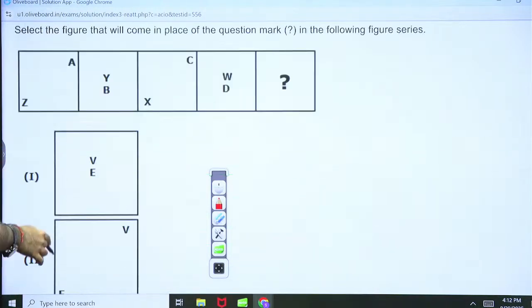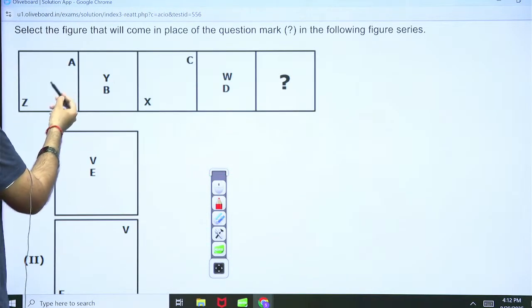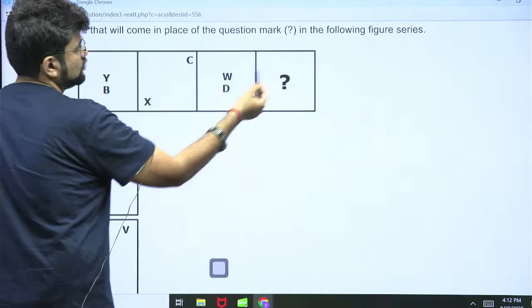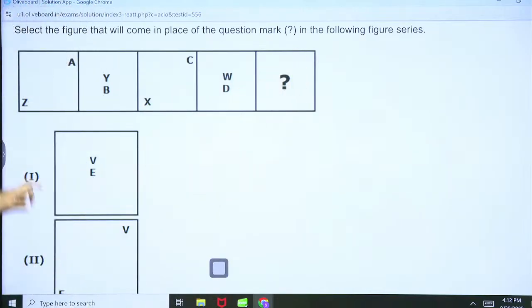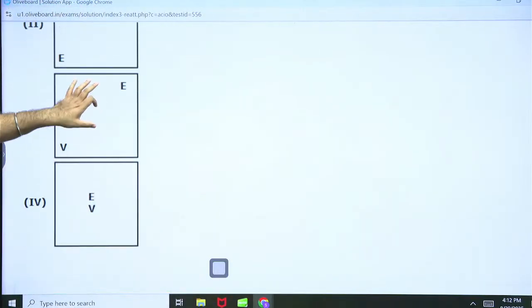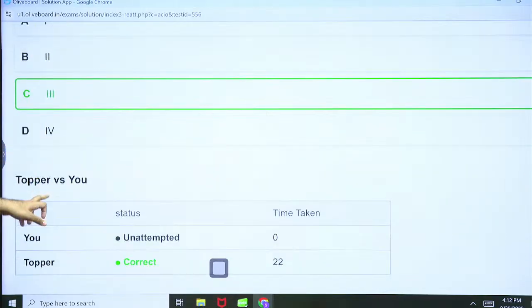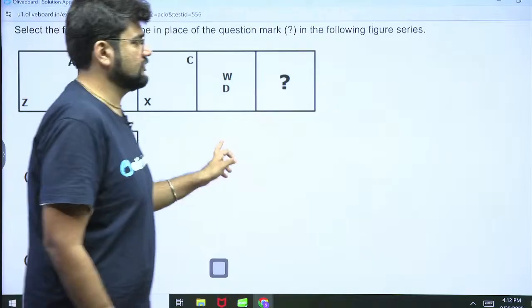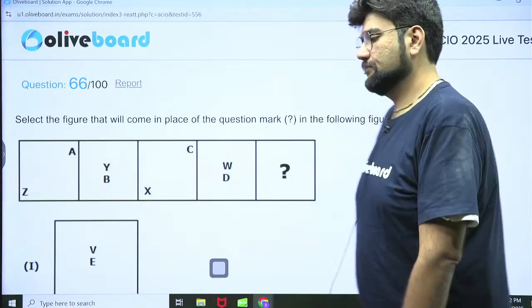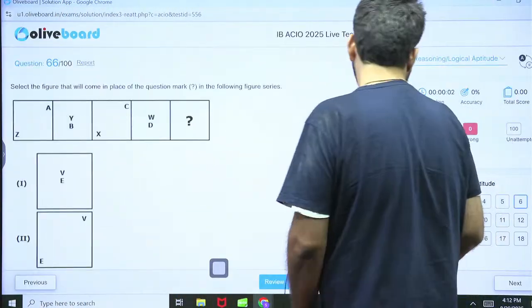Done. But just for the sake of it, what else is happening? A, B, C, D. So E will be in the top right corner, which was there already. Okay. So we didn't need to check that, but for now, just to explain it to you, I have done that. 22 seconds. Very good. Excellent. Good timing. Right? Next.